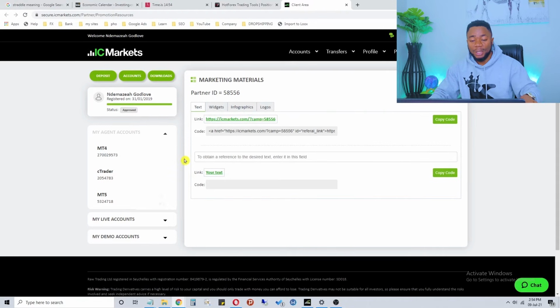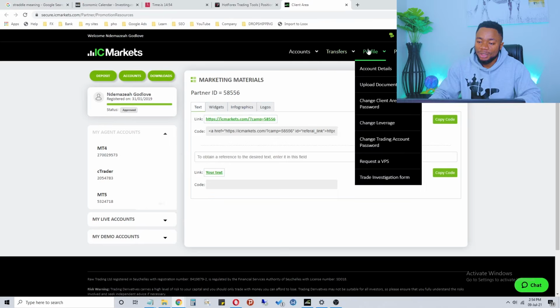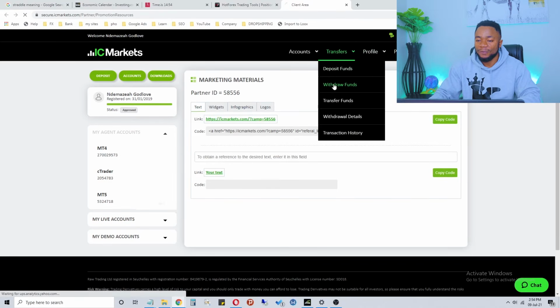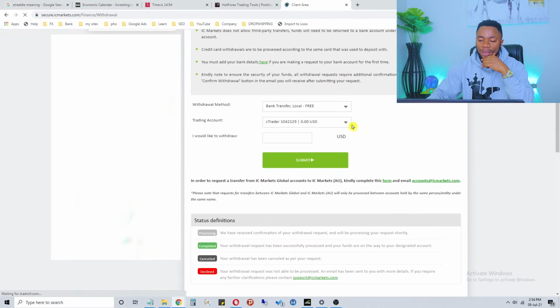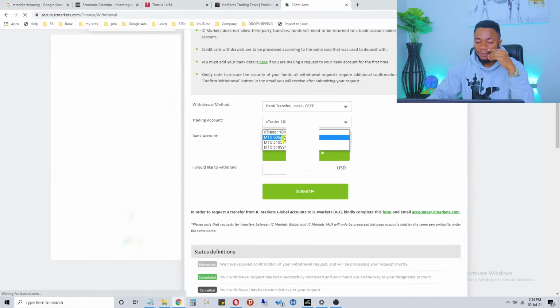Okay, now you see we are on IC Market right now, so I just need to go on transfer, go on withdraw funds. Okay, go on withdraw. I'm withdrawing just the one, at least I want to be able to pay myself. So we made 5,120 and I'm withdrawing just that amount. Okay, we go here. I'm able to choose the 56 account.